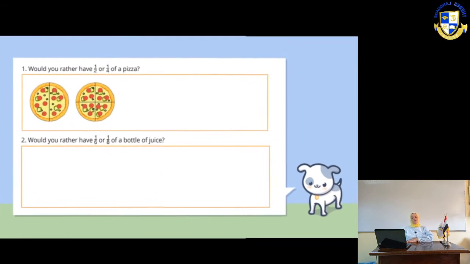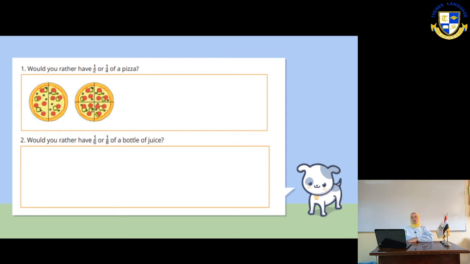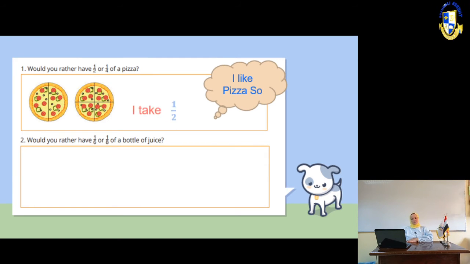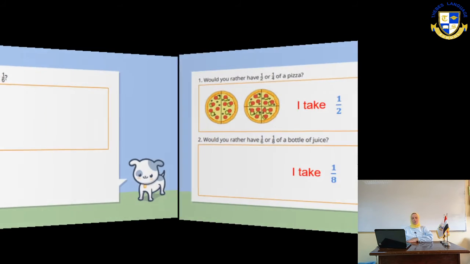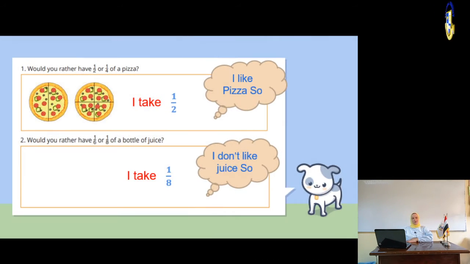Okay. In the next example, would you rather have half or a fourth of a pizza? I like pizza, so I'm going to pick half of the pizza. Okay. Would you rather have a 6th or an 8th of a bottle of juice? Here I don't like the juice, so I will pick the smaller one, so I will take the 8th.